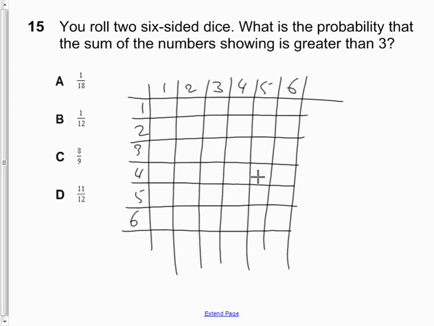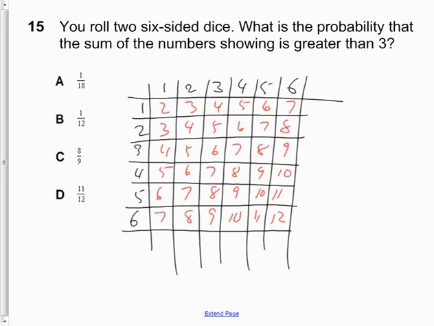So if I put the sum inside here, 1 plus 1 is 2, 1 and 2 would be a 3. The sum of those would be 3. A 1 and a 3 would be 4. This would be a sum of 4, a 5, a 6, and 7. And if I examine all of those, all those red numbers are actually the sum of the two numbers. How many are greater than 3? Well, all of them except for these 3 here. These 3 are the only ones that don't.